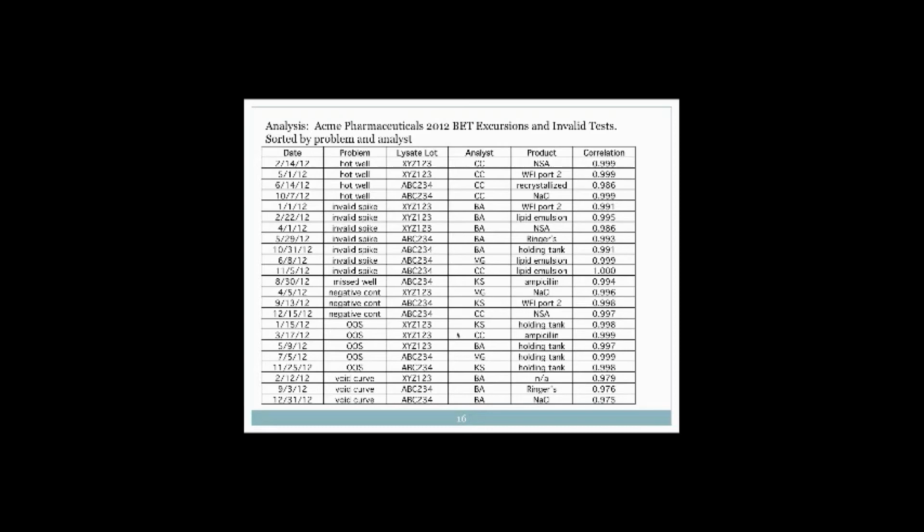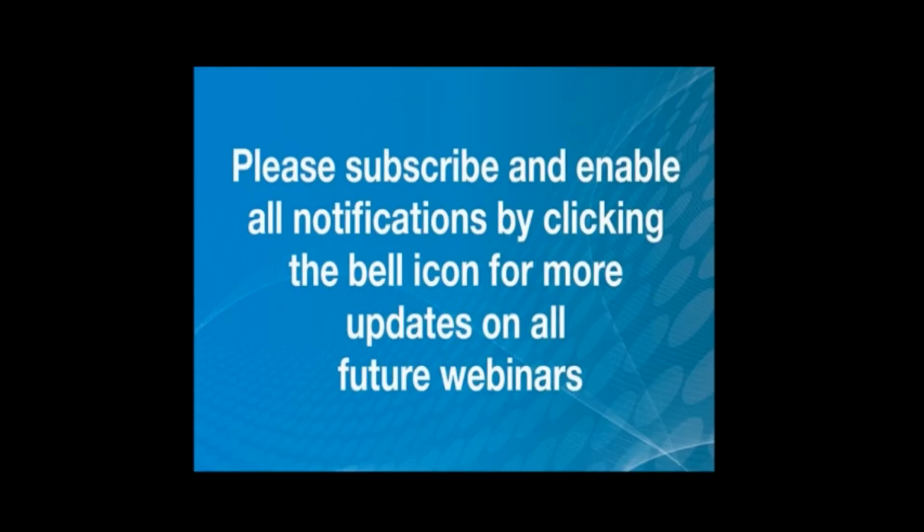Again, when I look at the void curves, I look at Analyst BA. Well, Analyst BA had all the void curves, and she also had the vast majority of the invalid spikes. And so the question is, do we have a problem with BA or do we have some other issue? I would maintain that the first place I would look is the analyst.